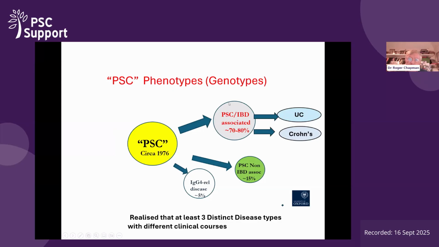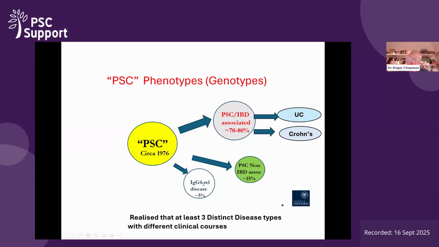So PSC in 1976, when I saw that young man back in that time, there was only really one thought of disease, a very severe disease which caused jaundice. And then we realized there were different associations. First of all, there was IBD, 70-80% of IBD, and also someone has ulcerative colitis, someone has Crohn's, and that becomes important, as I'll show you. Some, about 15%, do not have IBD, although some of them will go on to develop it over time. And some will have, as Paula mentioned, the really quite recent disease of IgG4-related biliary disease, in about 5%.